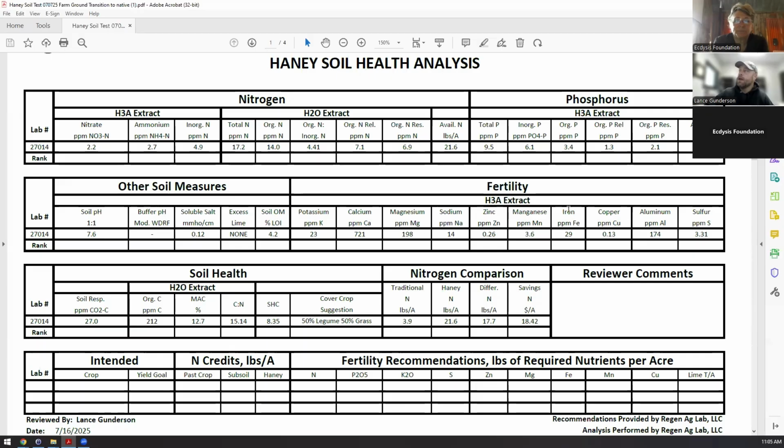And then we've got our H3A extract fertility numbers. Most of those look familiar to you if you've run a soil test of any kind. And then finally, we've got our soil health and our nitrogen comparison. So you get your results back, you open up your PDF, you look at this and go, holy cow, there's 56 numbers here. I have no idea where to start, right?